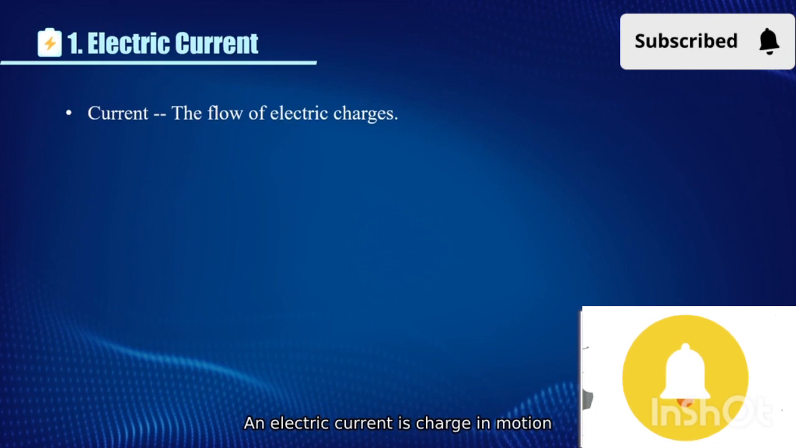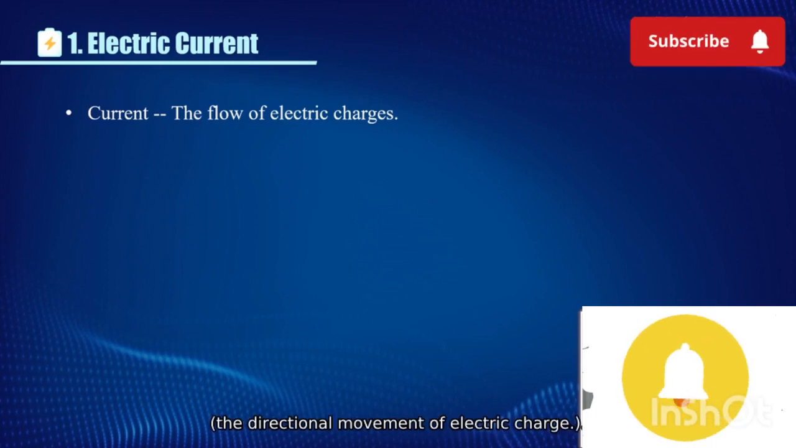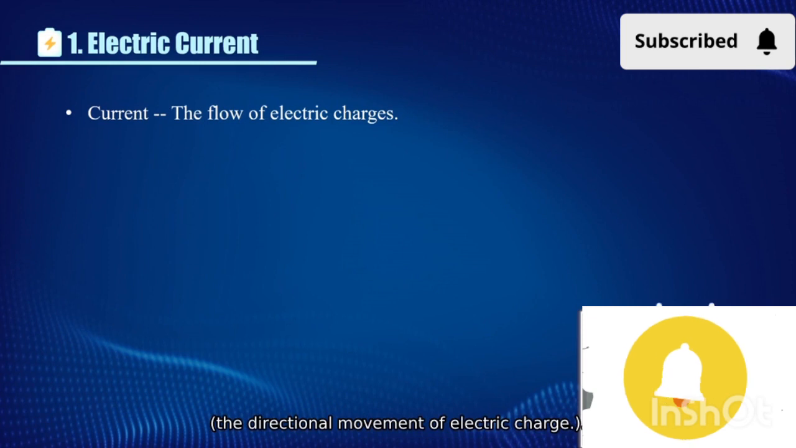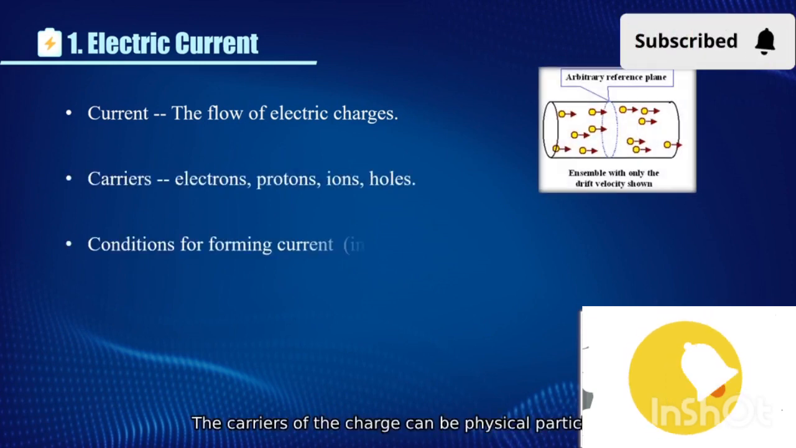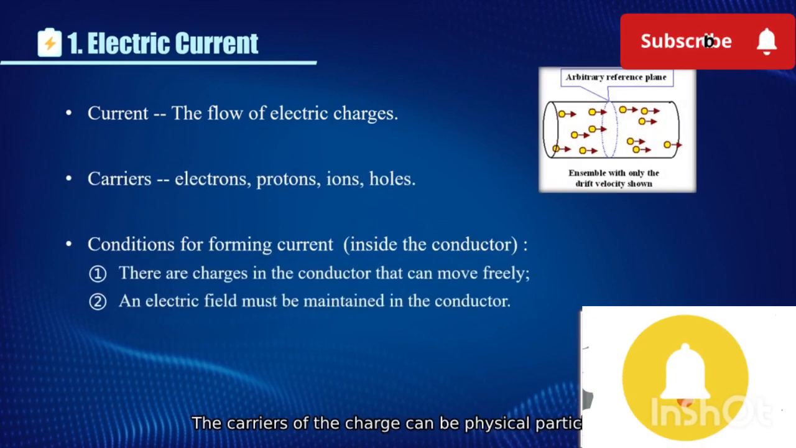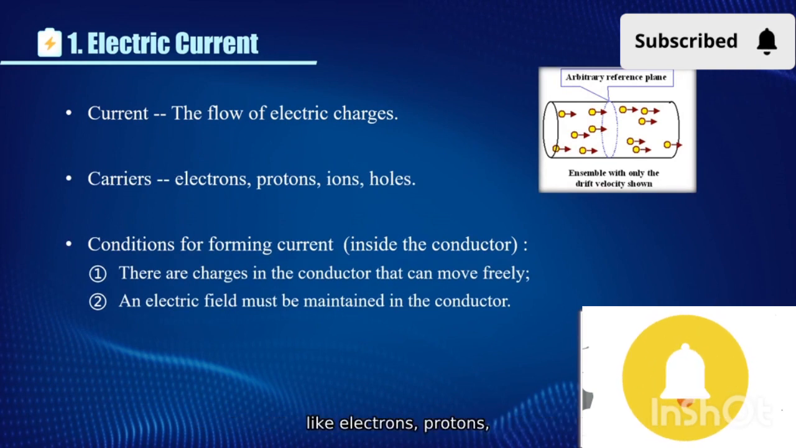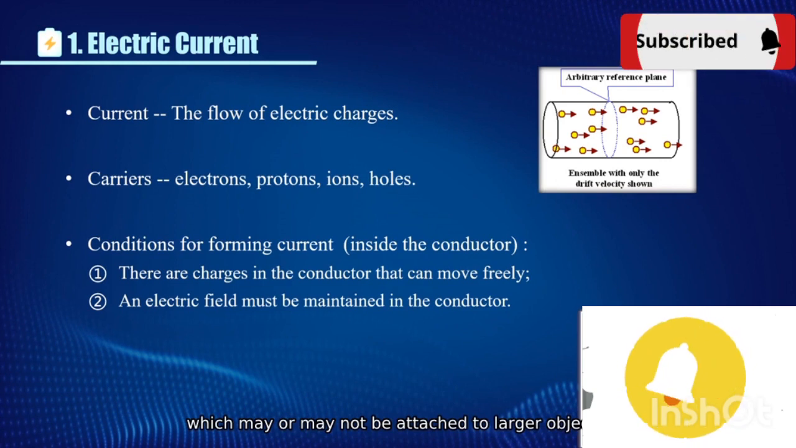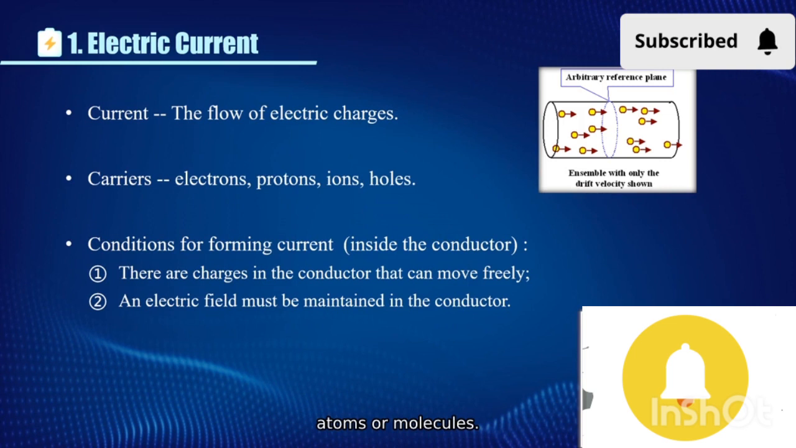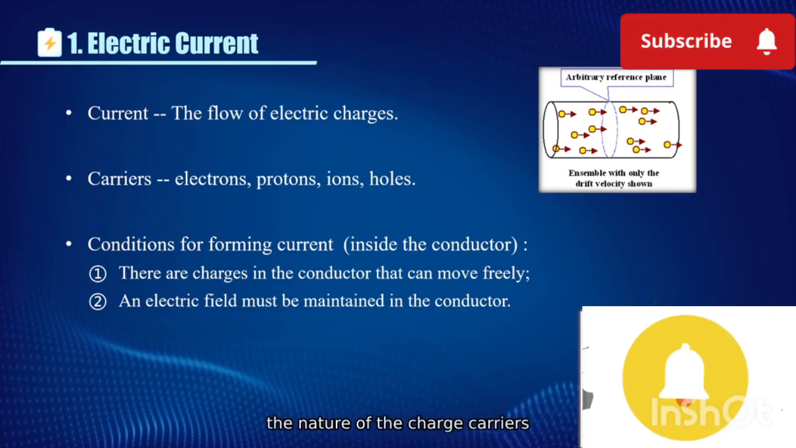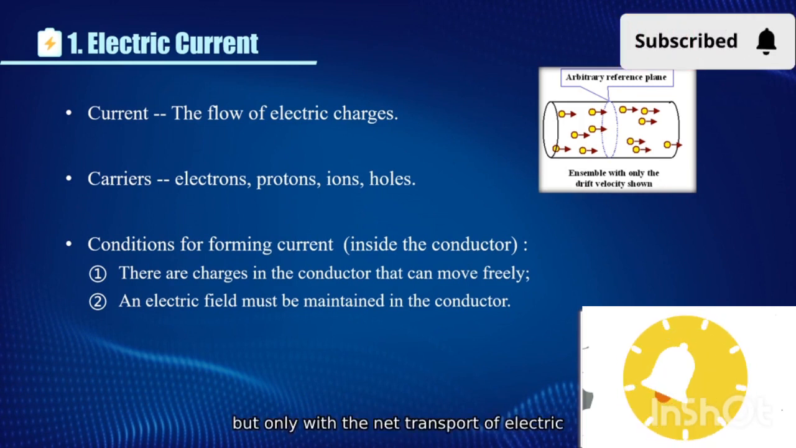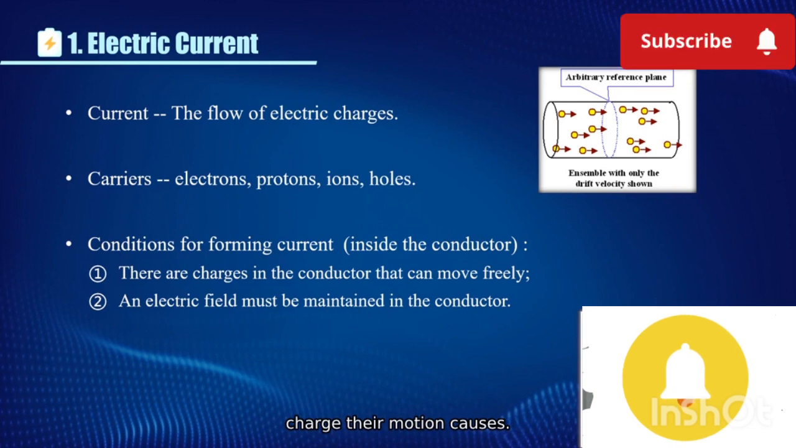Electric current is charge in motion, the directional movement of electric charge. The carriers of the charge can be physical particles like electrons, protons, ions, or holes, which may or may not be attached to larger objects, atoms or molecules. Here we are not concerned with the nature of the charge carriers, but only with the net transport of electric charge their motion causes.